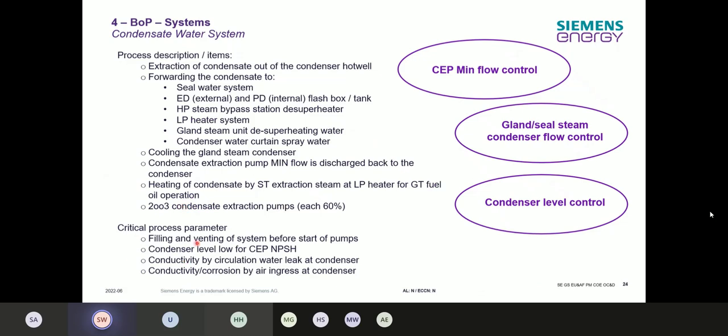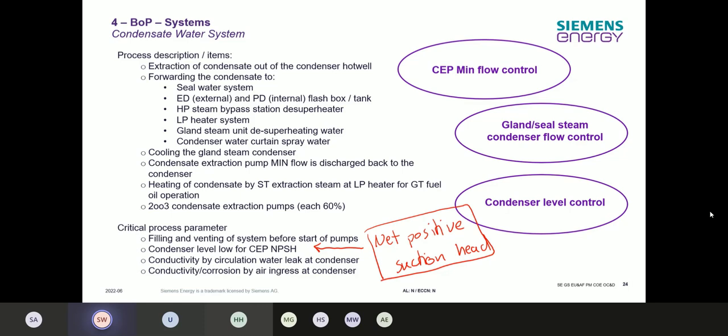We have then, of course, process condenser level low for the CP NPSH. So NPSH, I said it before already. This is our net positive suction head. That means you need a certain suction side pressure for the start of the CP pumps.